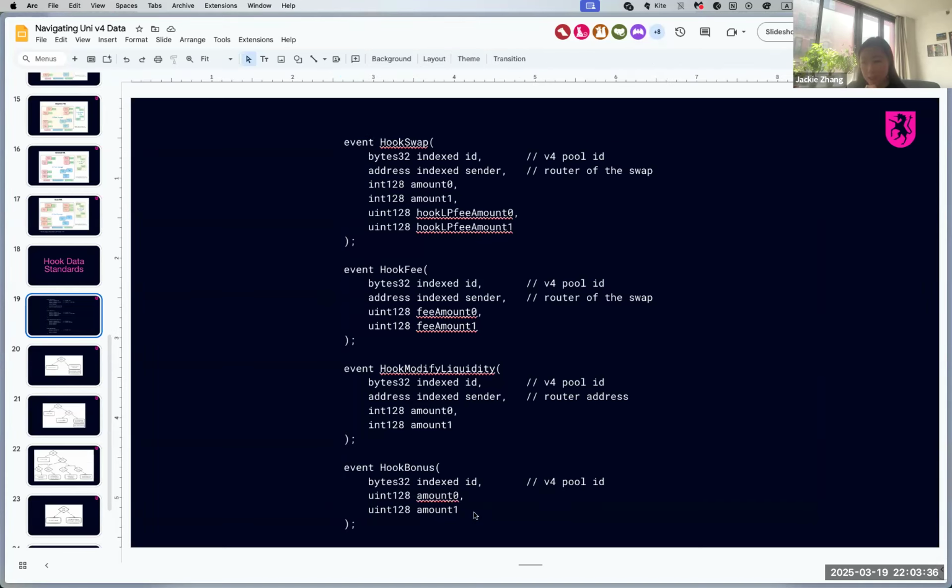And lastly, the opposite of taking a hook fee: you can give a hook bonus. I don't think anybody is really doing this yet, but in case you are, please emit the amounts being given as a bonus to the user and the associated pool ID it's being given to. So those are the four hook events that we are proposing.